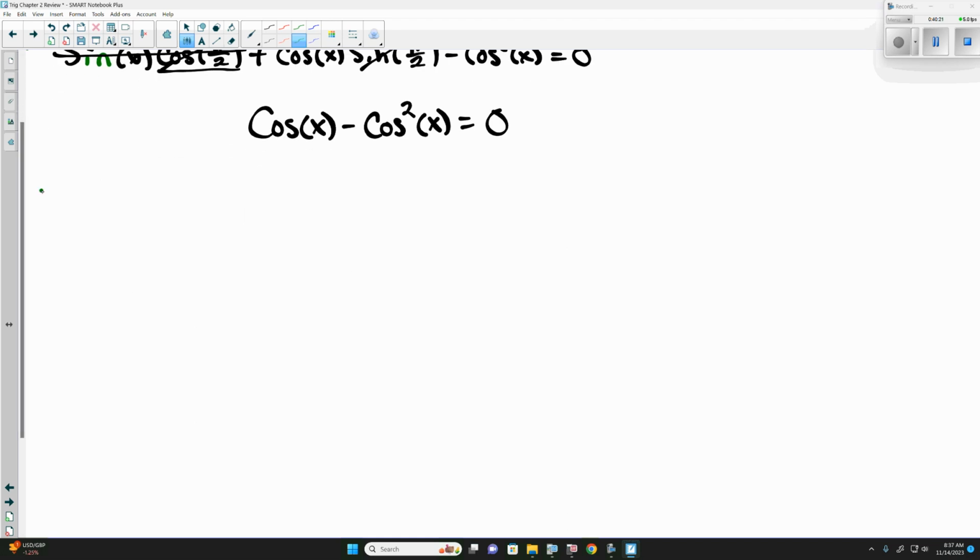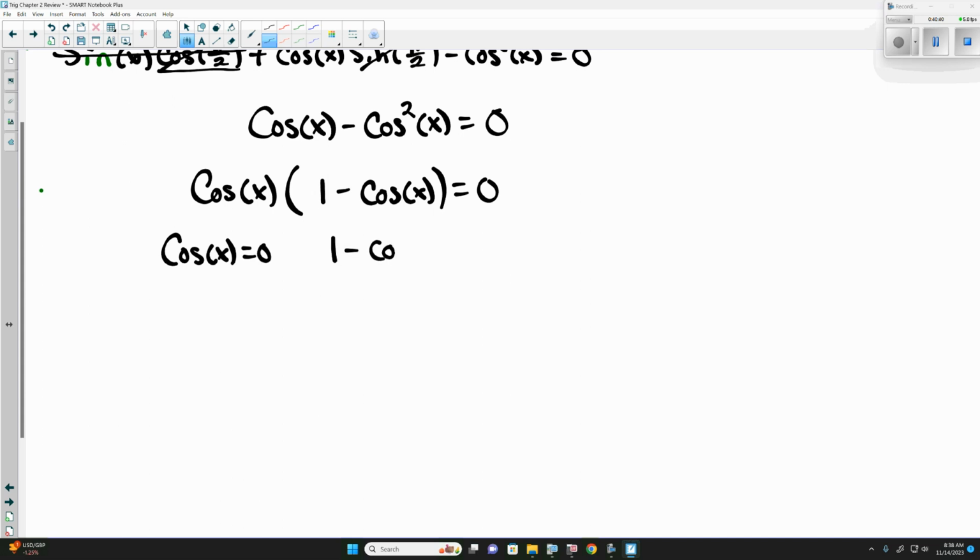Now we already have it equal to 0. There is a greatest common factor between these two terms, which is cosine. So I can factor cosine of x out of both terms, leaving us with 1 minus cosine of x is equal to 0. Whenever we have two or more things multiplied together to equal 0, one of them must be 0. Cosine of x equals 0. Well, that's solved. We just need to see what values will make that true. Pi over 2, 3 pi over 2. We're going straight up, straight down.